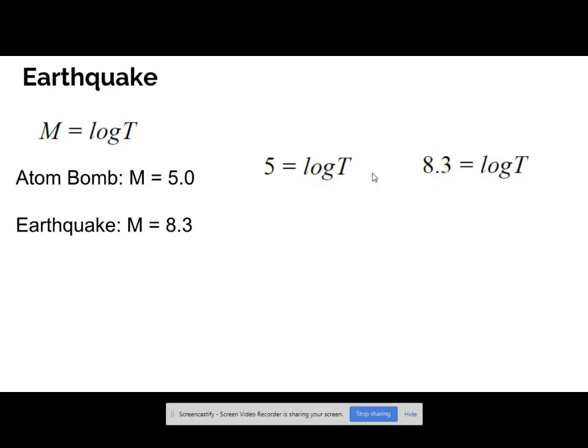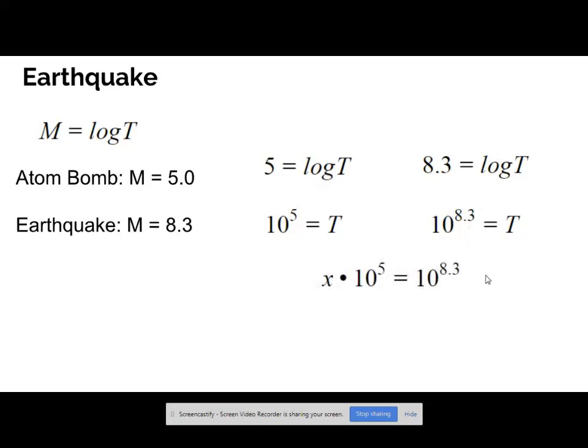So the base here of both logs is base 10. So we can rearrange these into an exponential function and say 10 to the 5th. That's the shock wave. So the shock wave of this Richter scale 5.0, the shock wave from this atomic bomb, is 10 to the fifth power. And the shock wave for the earthquake in San Francisco is 10 to the 8.3 power. So you can plug those into a calculator.